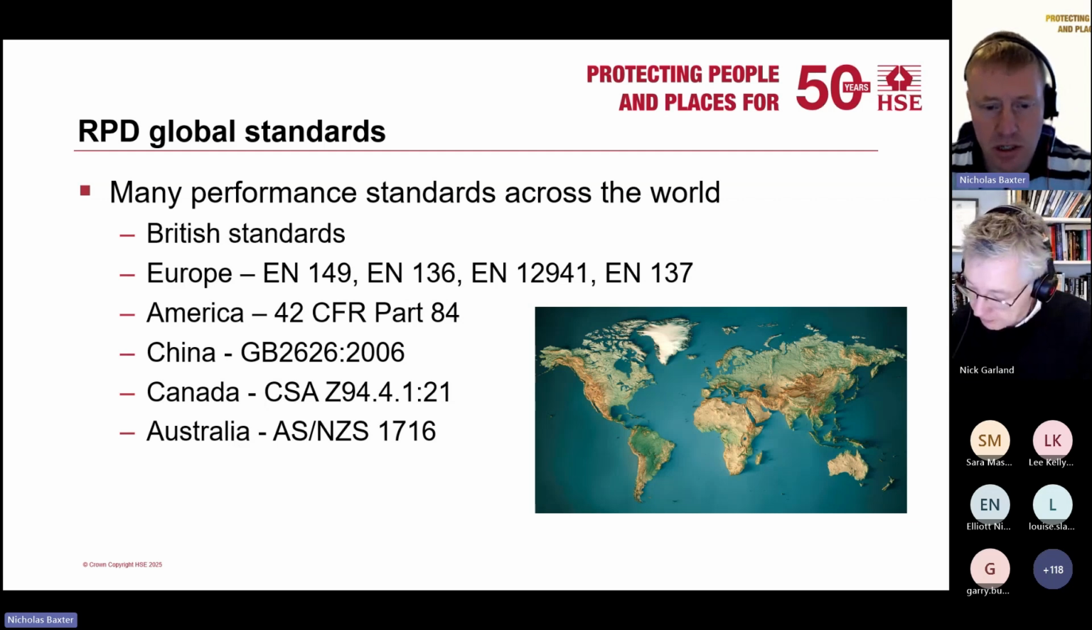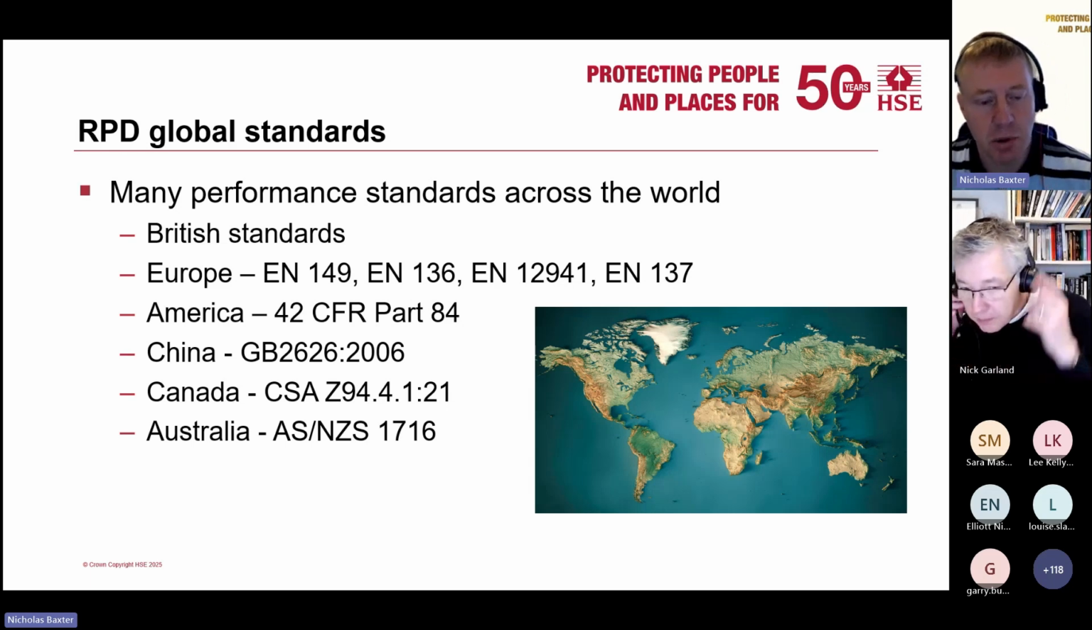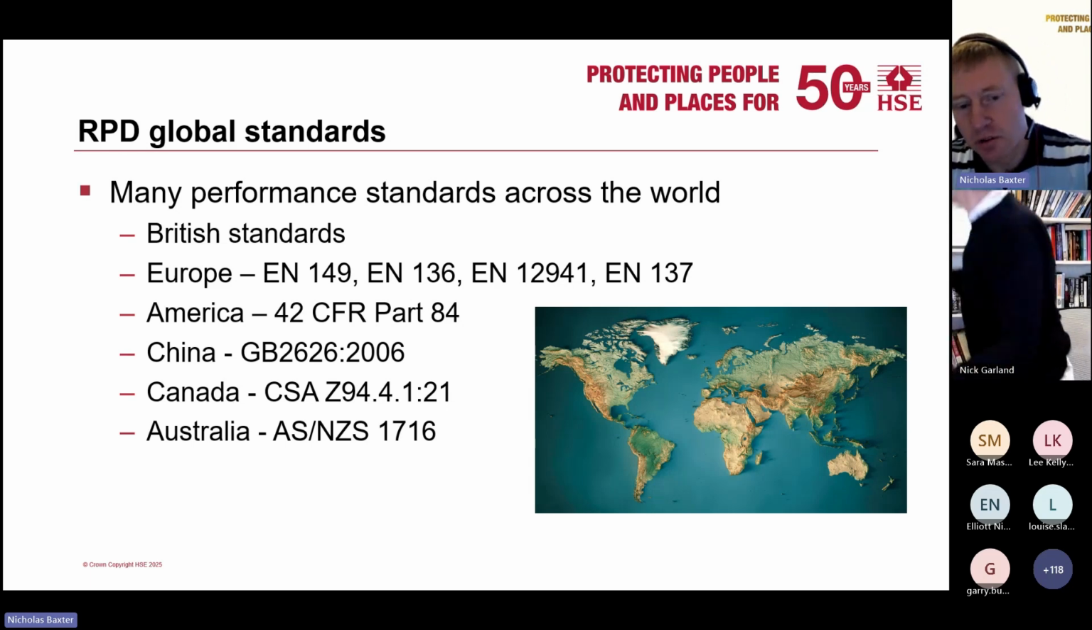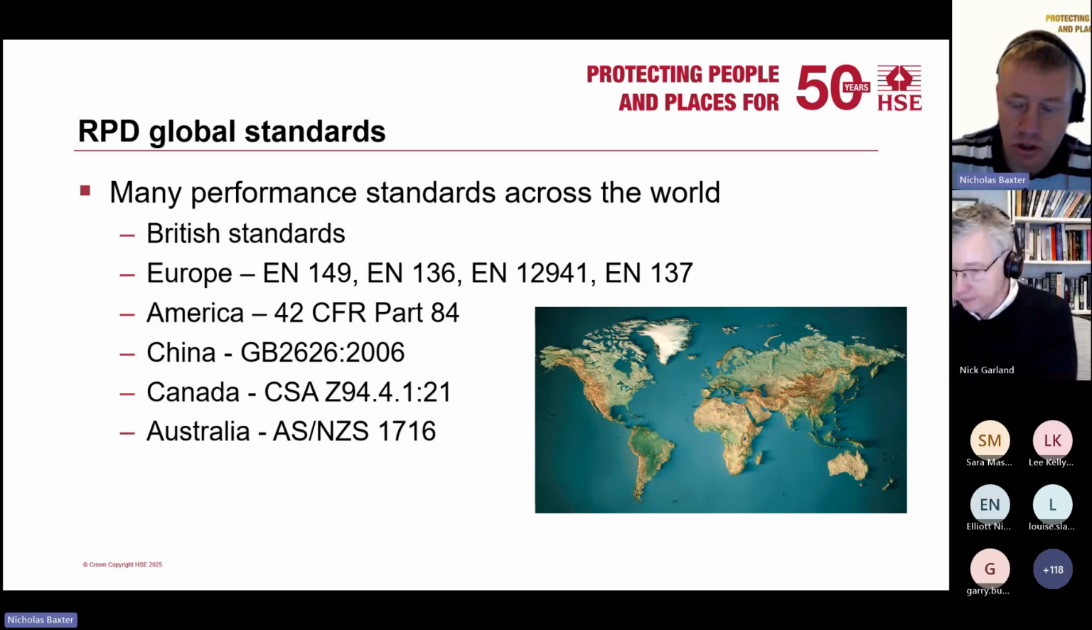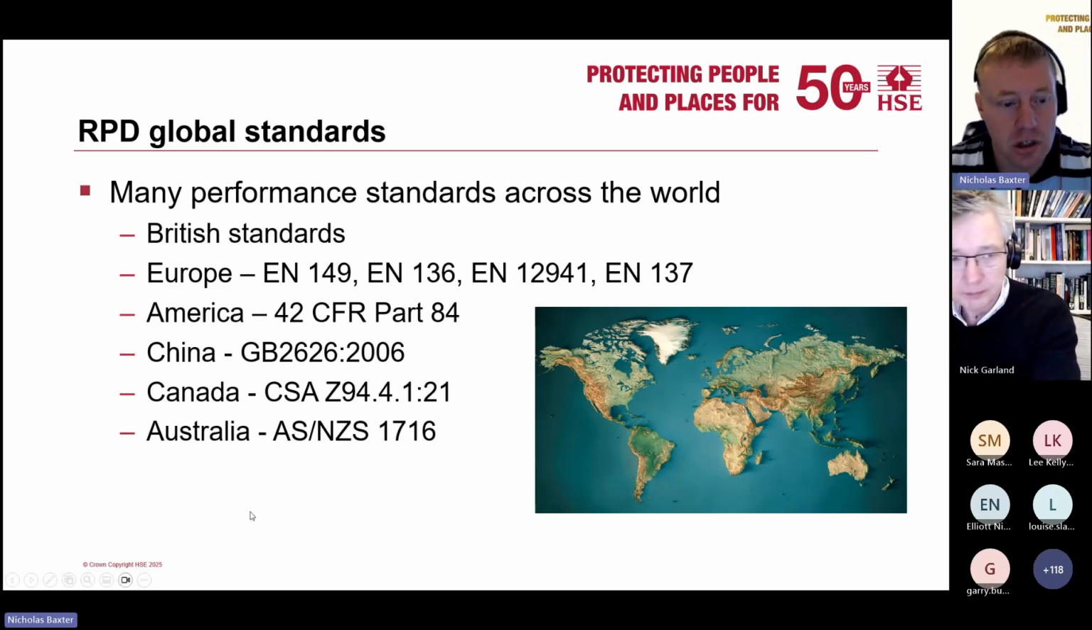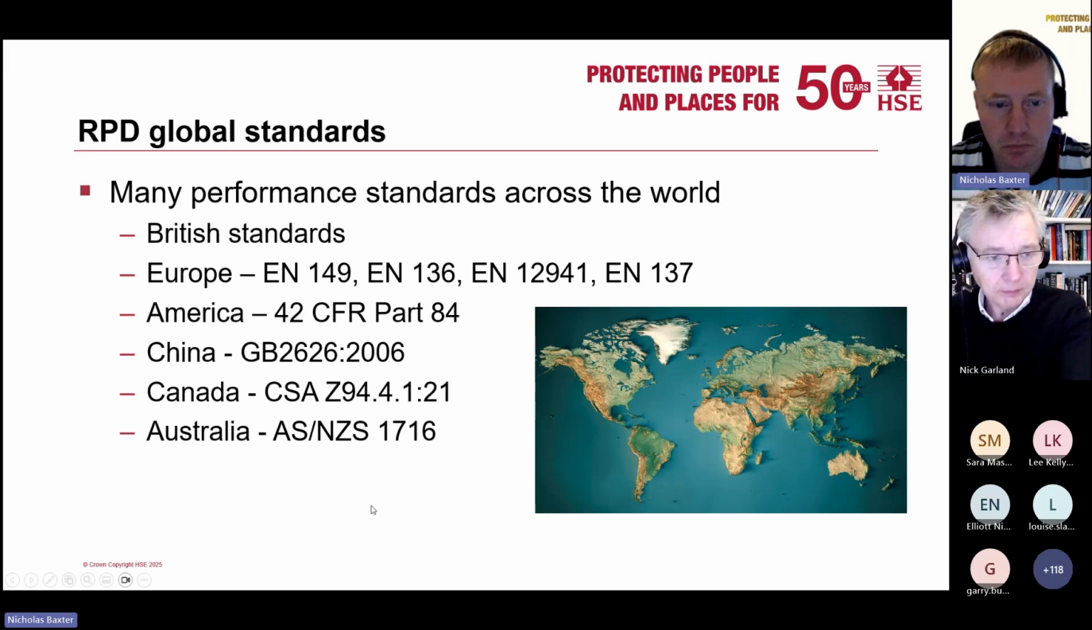It could be breathing resistance, for example, or inward leakage in terms of the protection to the wearer. But for a very similar product, they could have a different pass-fail criteria. So that's the initial step of where protection to the wearer could be different.